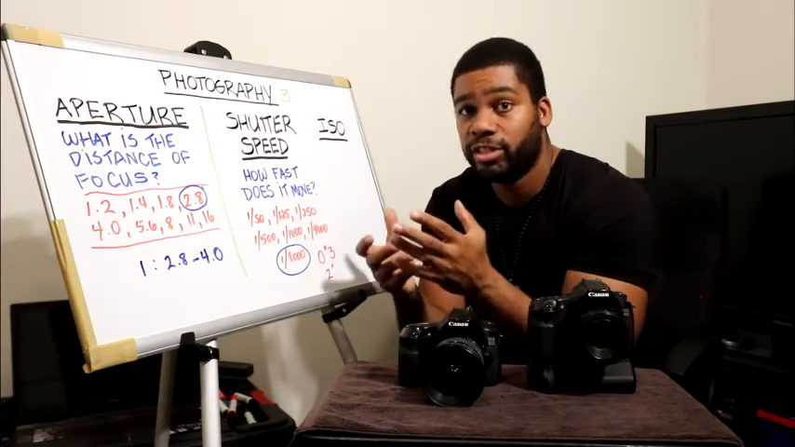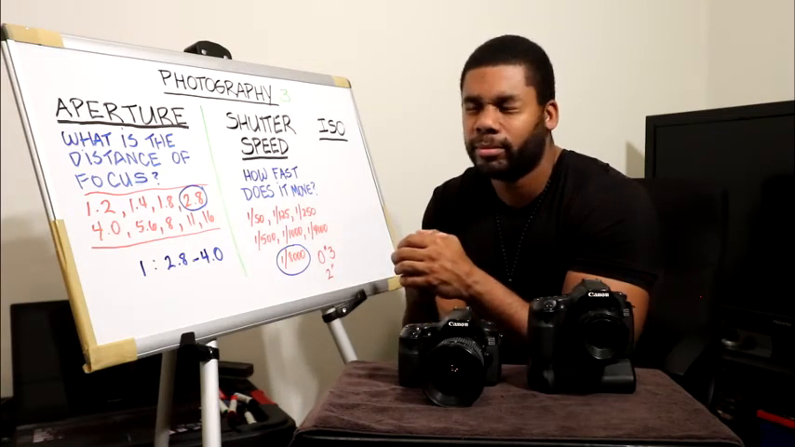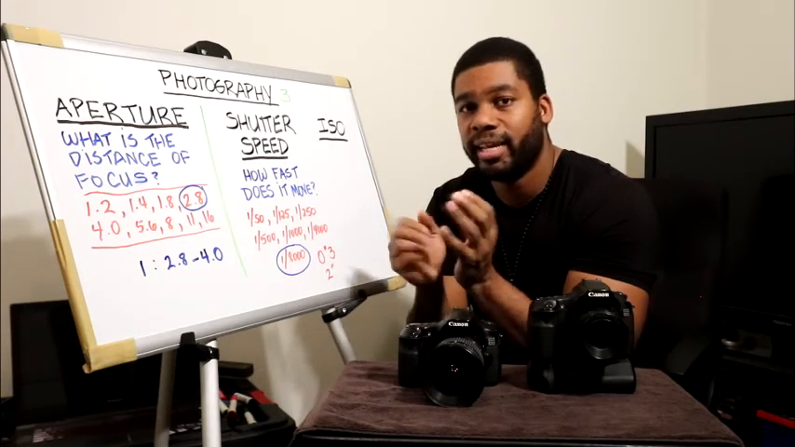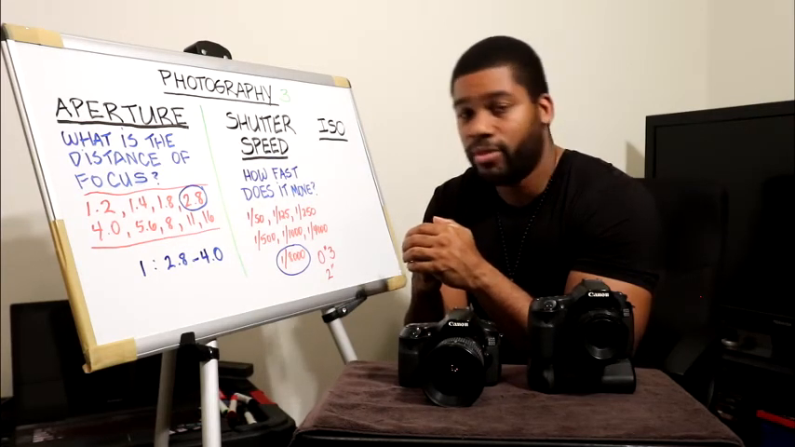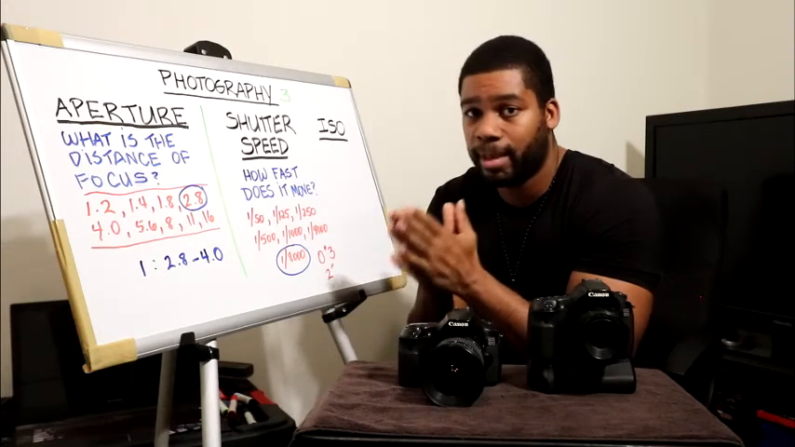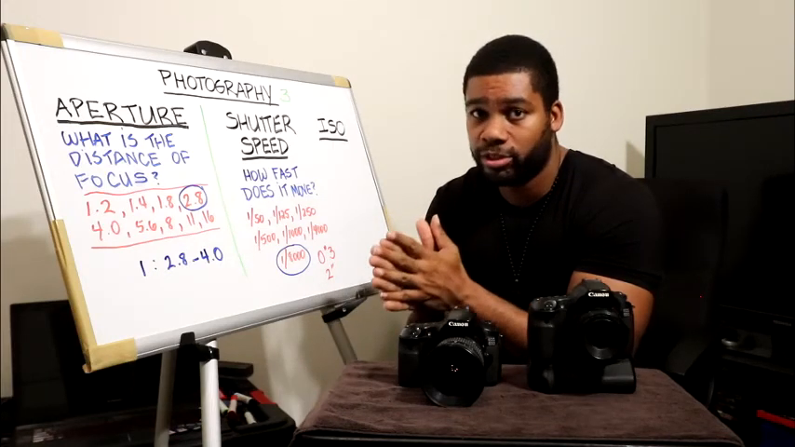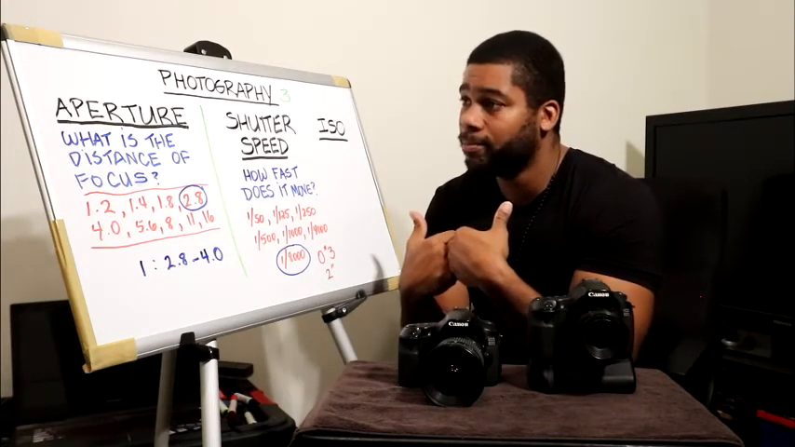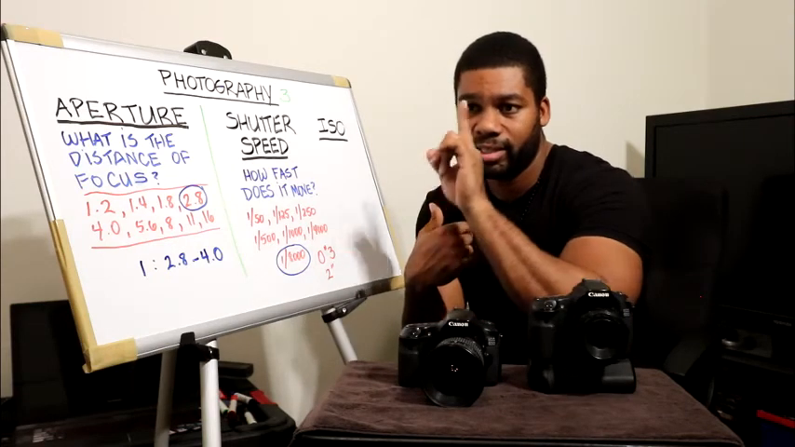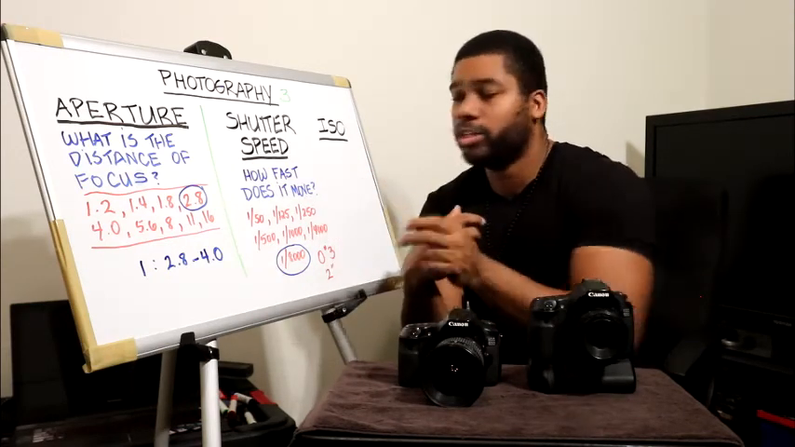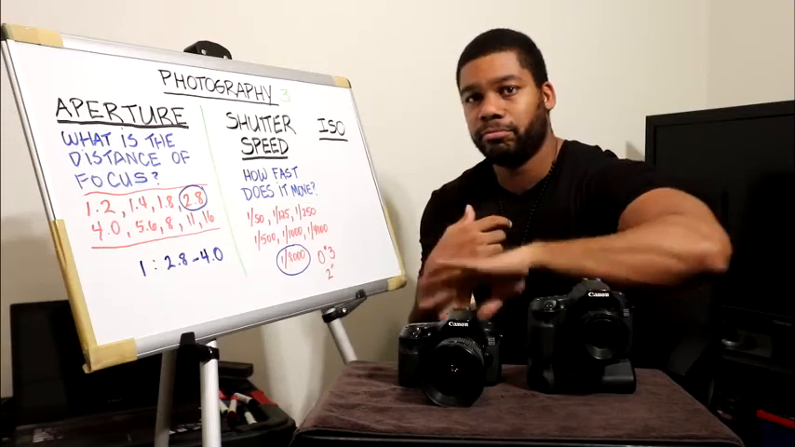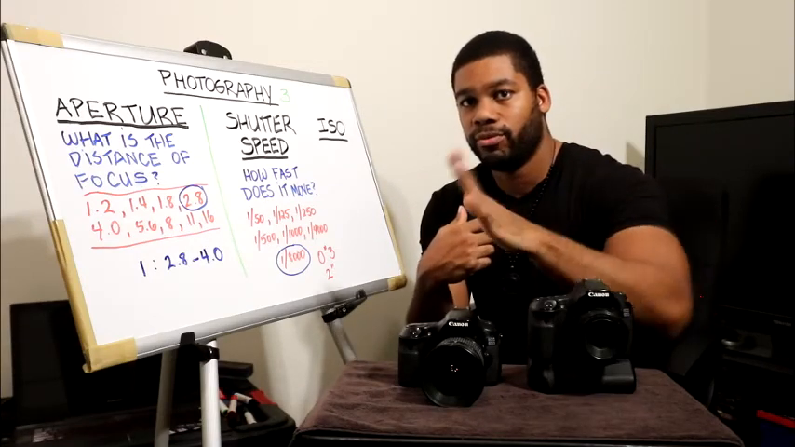Okay? Which is, again, we're using that opening and shutting the eye example. That is going to be your primary example on how shutter speed works the way your body does. Okay? So aperture, distance of focus, shutter speed, how fast does it move?